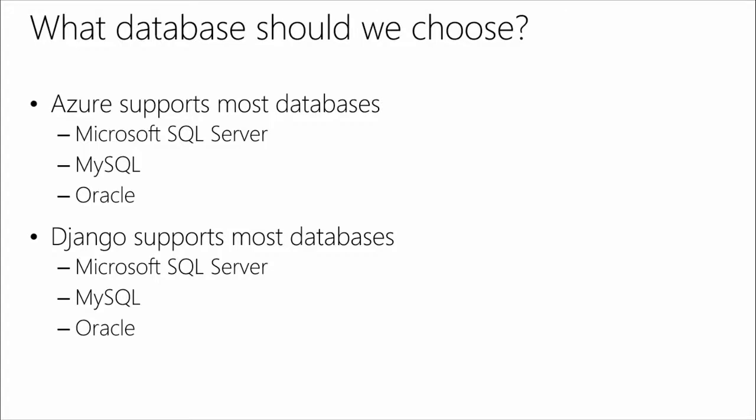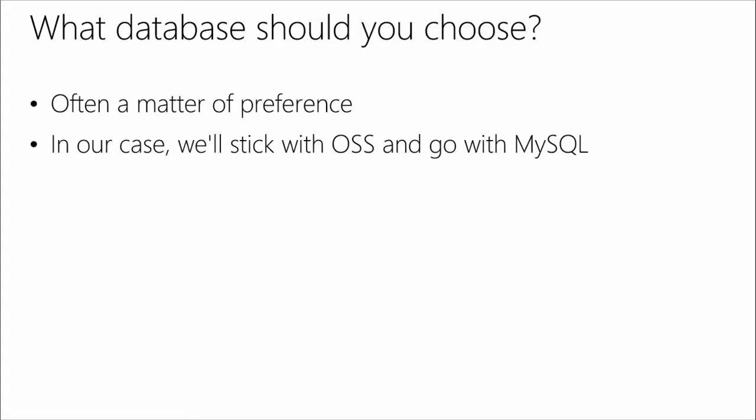And so Azure supports almost any database that you might want. And as it turns out, Django also supports almost any database that you might want. So if you want to use SQL Server, MySQL, or Oracle, then you can absolutely do that. Now, which database should you choose? Often it really is just a matter of personal preference. Now, for me, I like SQL Server. I use SQL Server. So that's what I personally would choose. But we've been doing OSS. Let's stick with OSS. Let's go ahead and go with MySQL here.